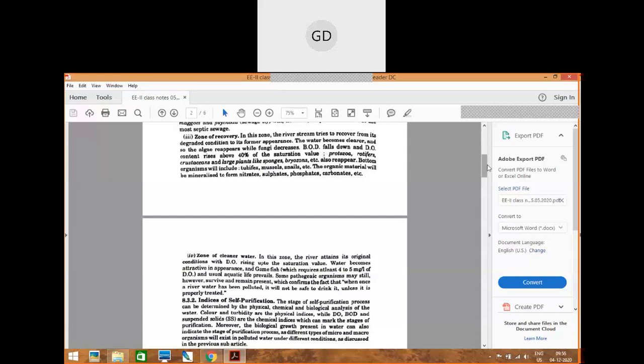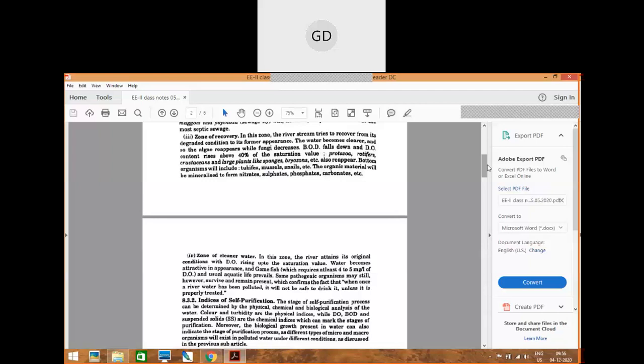Which confirms the fact that once a river water has been polluted, it will not be safe to drink unless it is properly treated. So what this line says is that though the river has the characteristic of self-purification, after it has been polluted the river water is not safe to drink at all, unless it is given proper treatment.